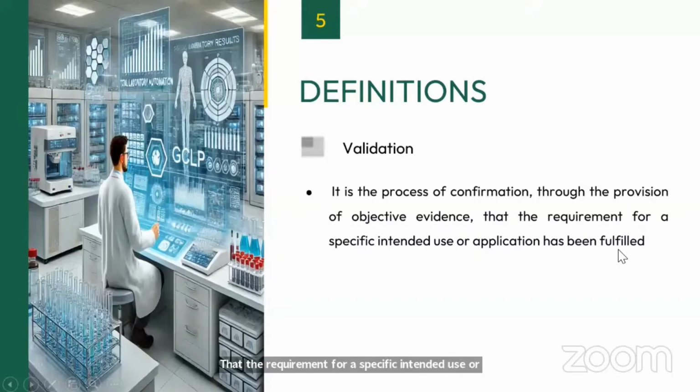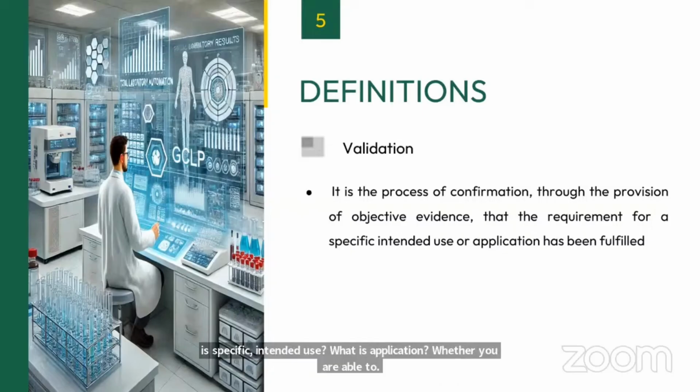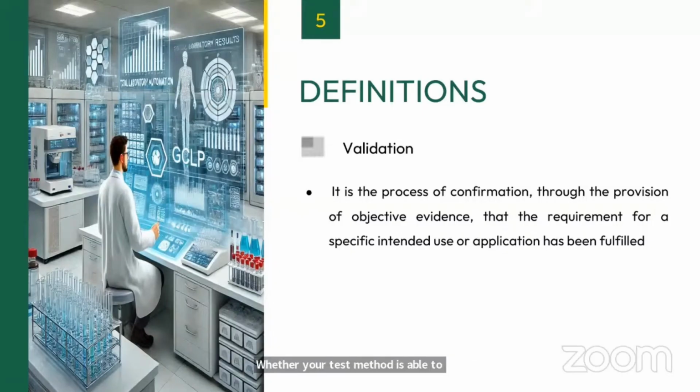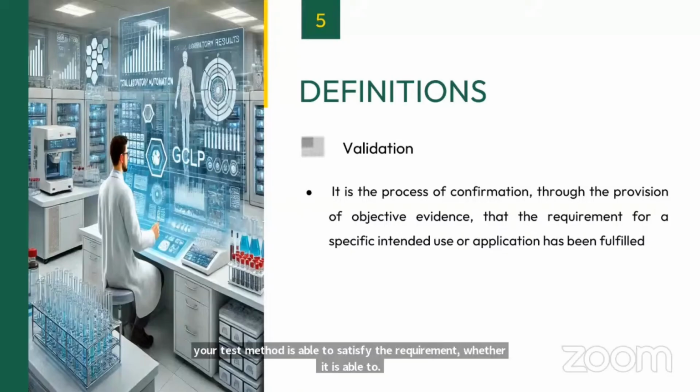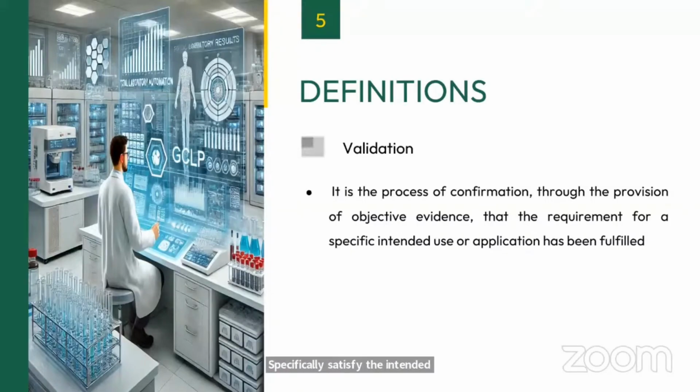So here you have to confirm what the objective of your examination method is, what the specific intended use is, what the application is, and whether your test method is able to satisfy the requirement, whether it is able to specifically satisfy the intended use or application. So if you have a test method, you have to see that this test method is used for this particular purpose, and you have to confirm, yes, this method can be used for this particular purpose. That is called validation.